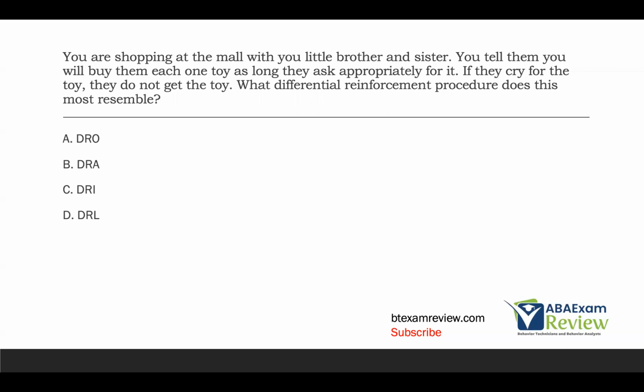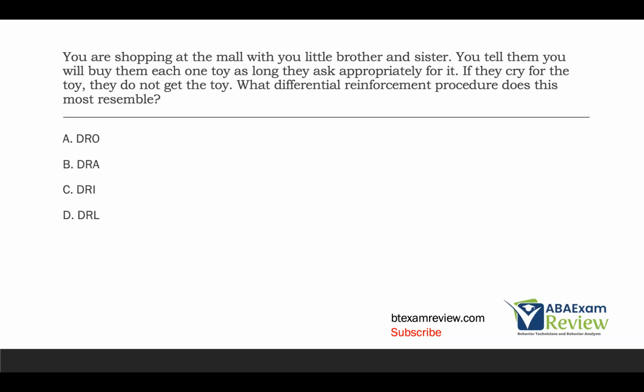As RBTs, we need to specifically know DROs, DRAs, and DRIs. DRO is simply other behavior, so you're reinforcing the absence. DRA is alternative, so the behavior can occur together. DRI is incompatible. The two behaviors can't occur at the same time. In this case, what is the behavior you want to teach? Well, you want them to ask appropriately for it. That's the behavior you're going to be reinforcing. The behavior on extinction is what? Well, crying for the toy.